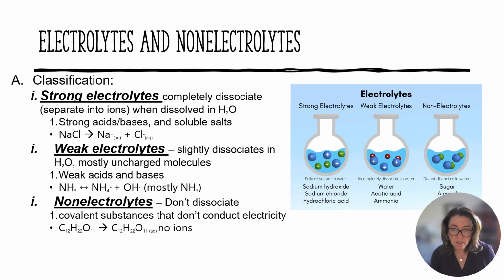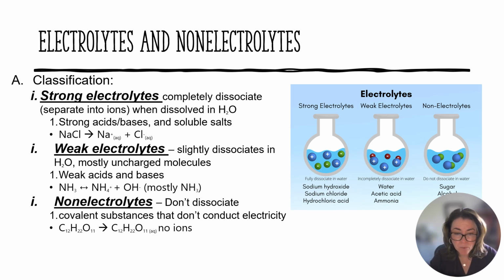Now, strong electrolytes are going to be substances that completely dissociate or separate into their ions when they are dissolved in water. These are going to be things like strong acids and bases and our soluble salts. So having that chart, that solubility chart, and also the list of your strong acids is going to be very helpful for this. Your weak electrolytes are slightly dissociated in water, and what they contain are mostly uncharged molecules. And these are going to be your weak acids and your weak bases.